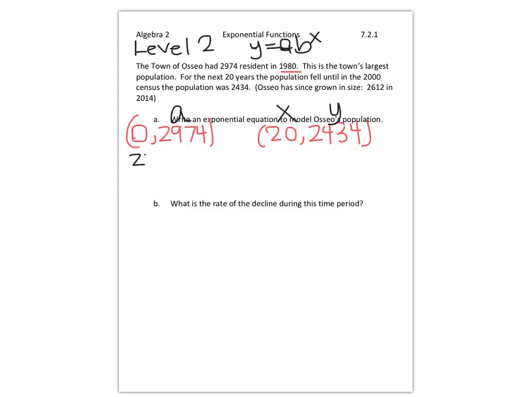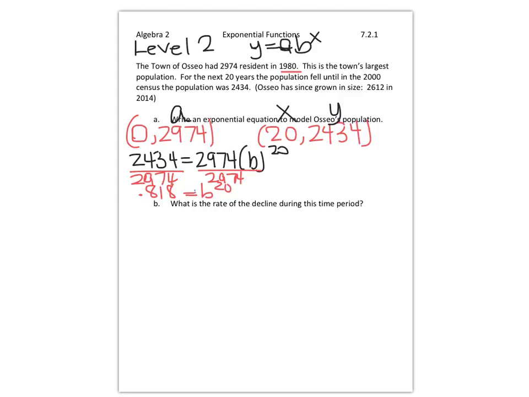So 2,434 equals 2,974 times B, we don't know, to the 20th. Okay, so we'll divide by 2,974. Which is 0.818. And that equals B to the 20th.